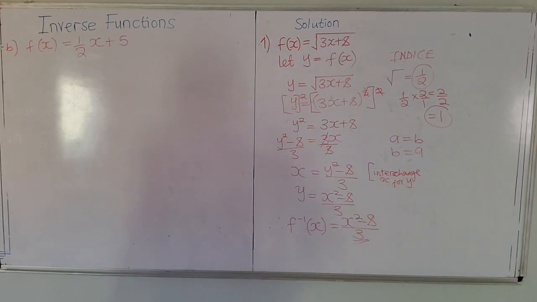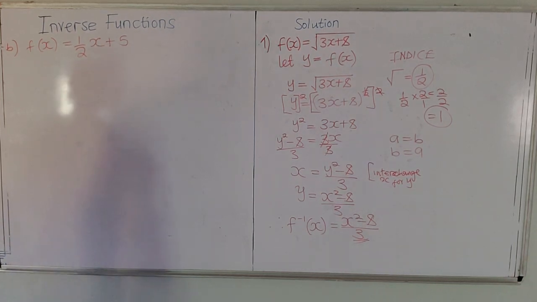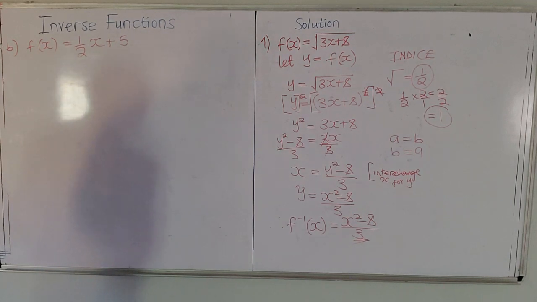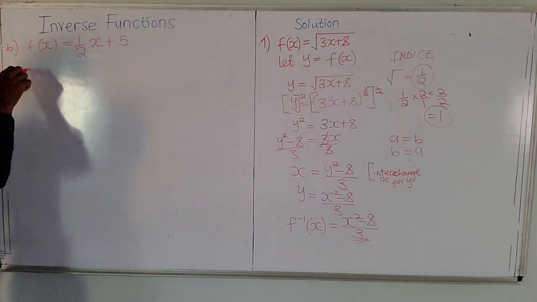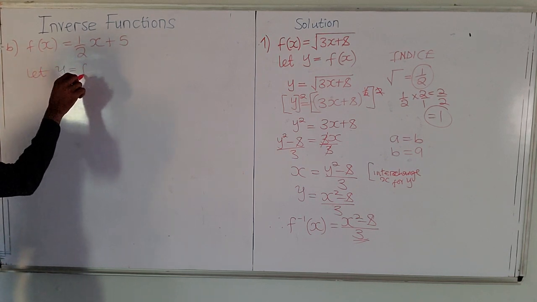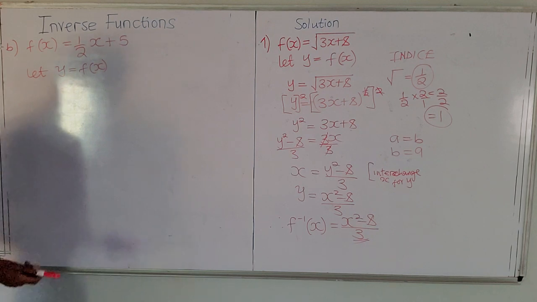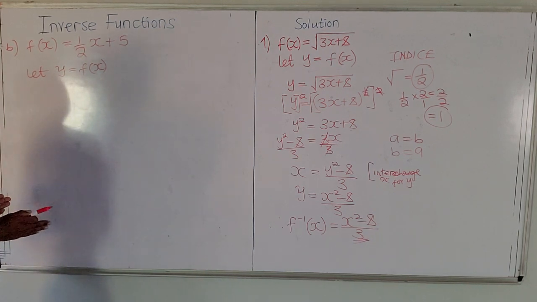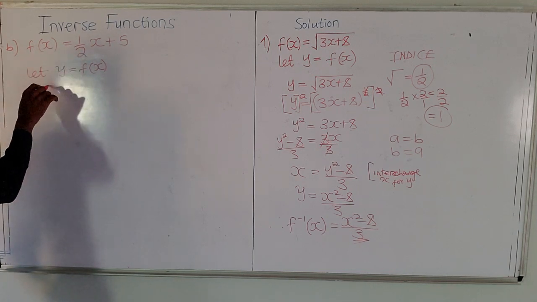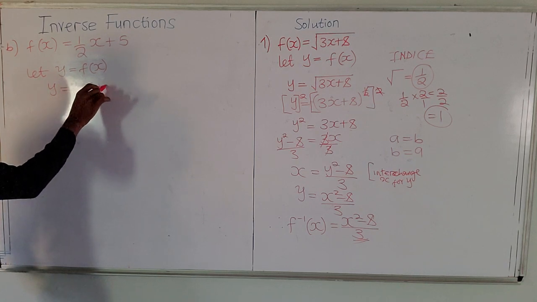Okay, so now let us take a look at the second question, which is f of x is equal to half x plus 5. As usual, the first thing which you have to do is relate y to be equal to f of x. Then what do we do next? We substitute, just like what we did in the previous example. We substitute f of x for y. So it becomes y is equal to 1 over 2x plus 5.